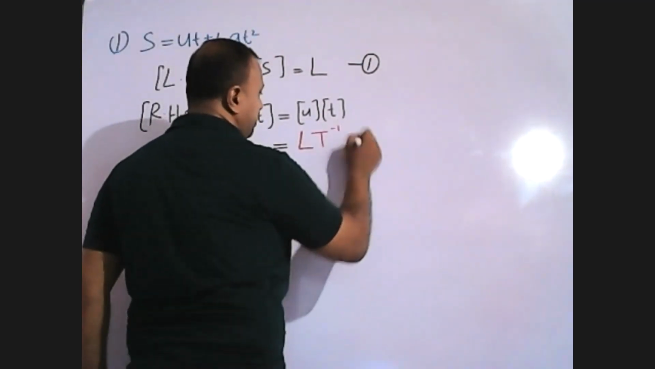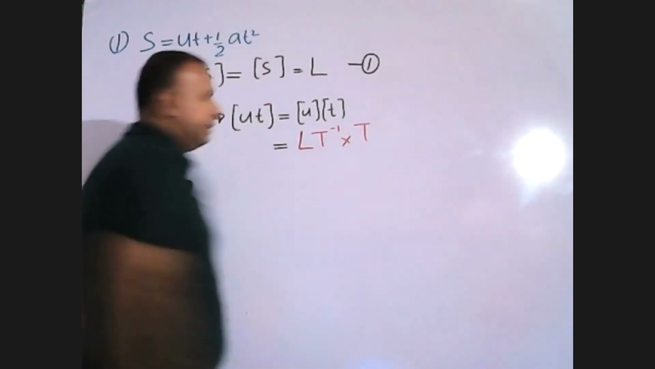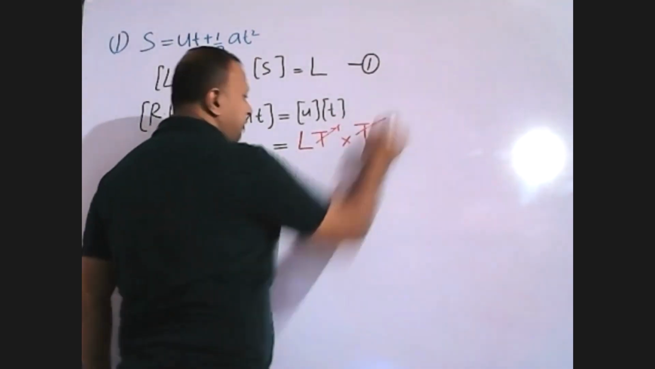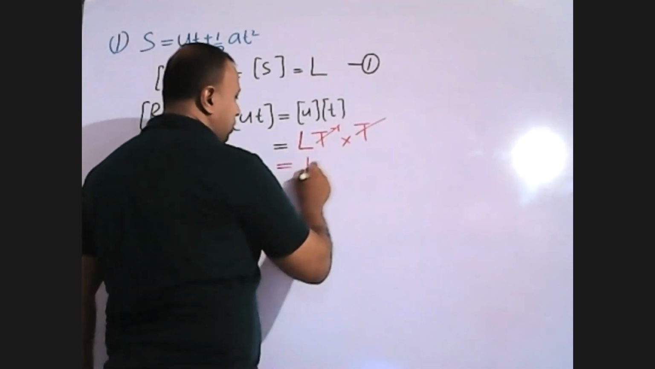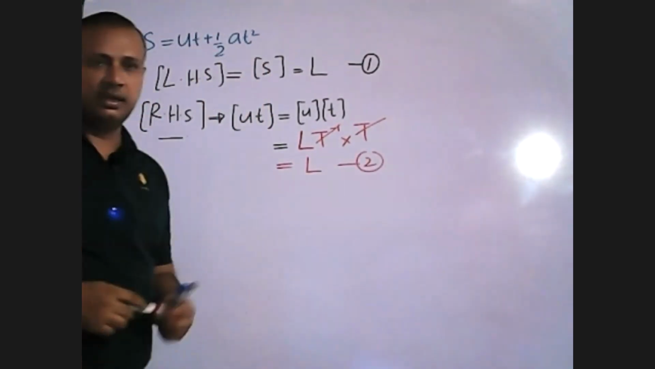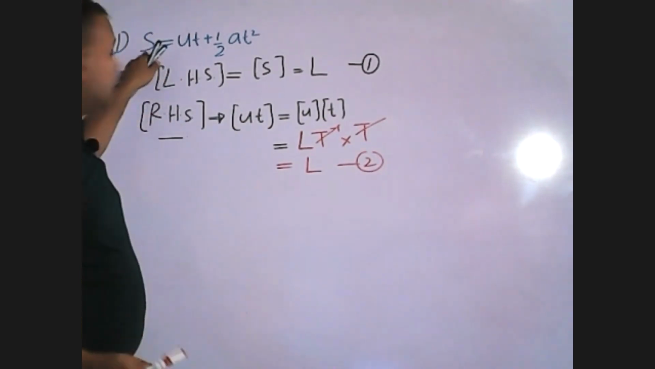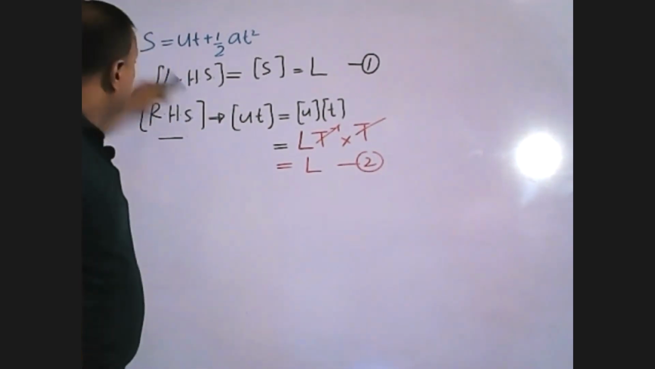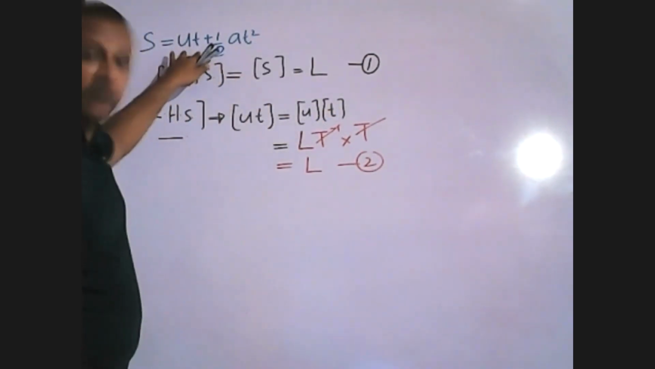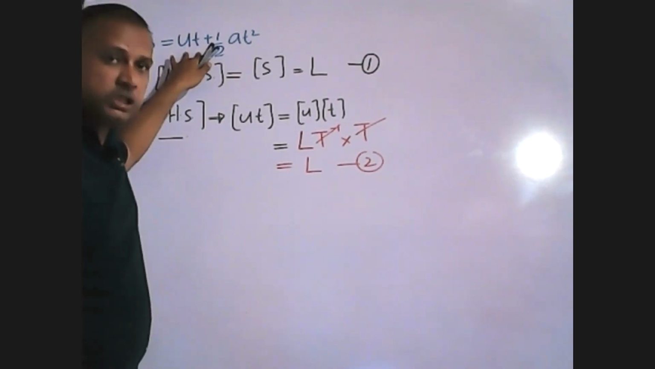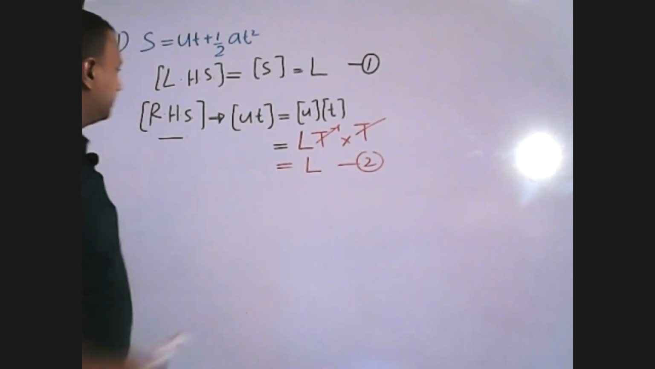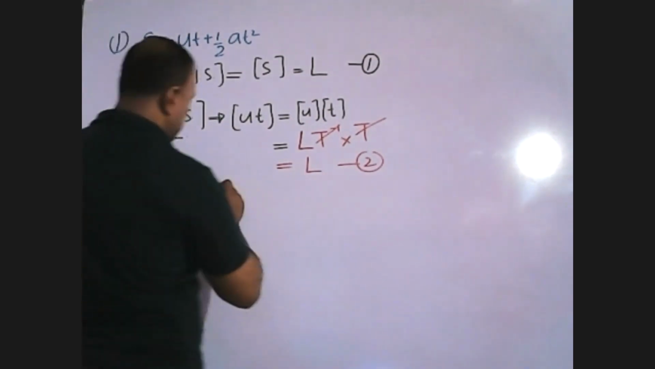LT minus 1 into T. T minus 1 and T plus 1 will be cancelled out. So this is equal to L. Now the dimension of LHS is equal to L, and the dimension of the first term in RHS is equal to L. Then the dimension of the second term.